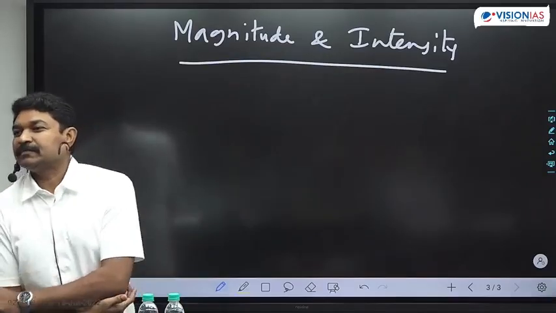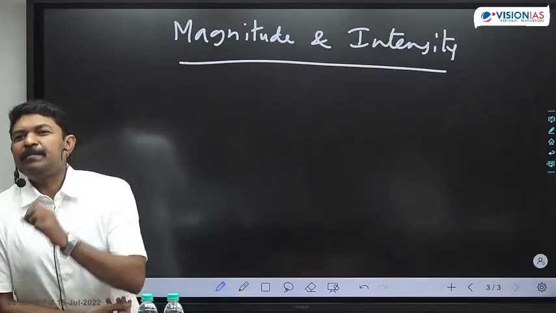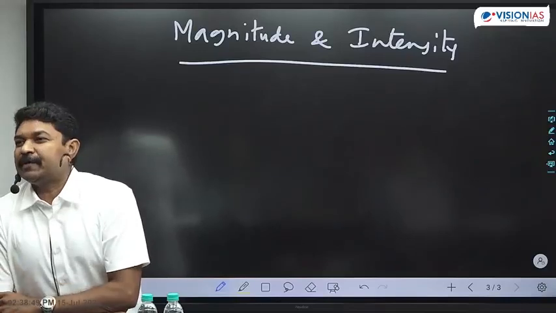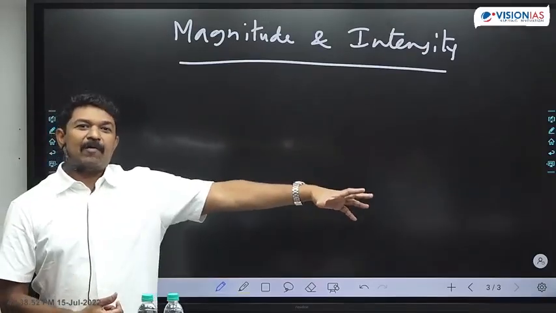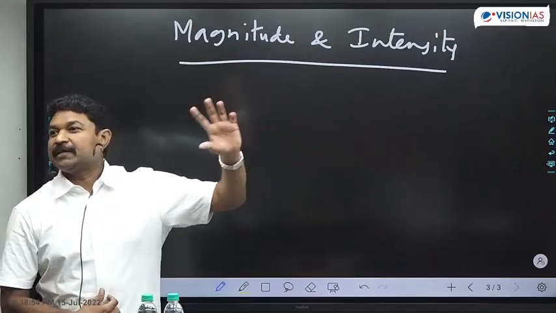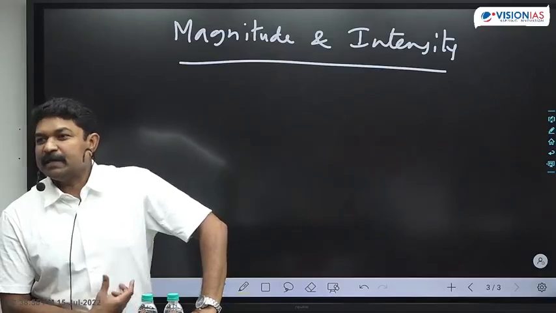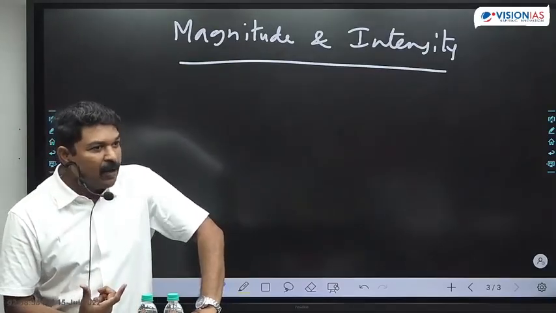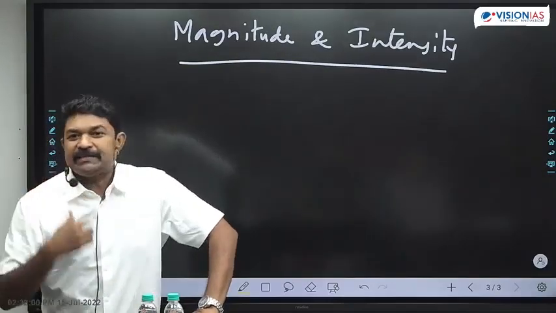Come on, tell me now. All of you, many times you might have read in the newspaper: the earthquake of Nepal was at a magnitude of 8 on the Richter scale. This is the statement that goes like this. What do you mean by magnitude and what is intensity? Come on, tell me.